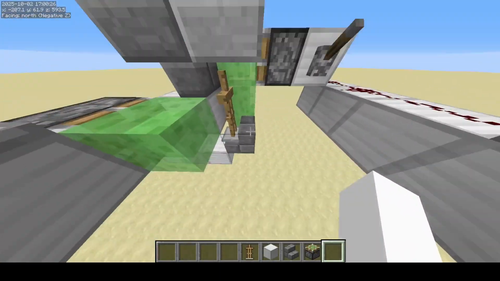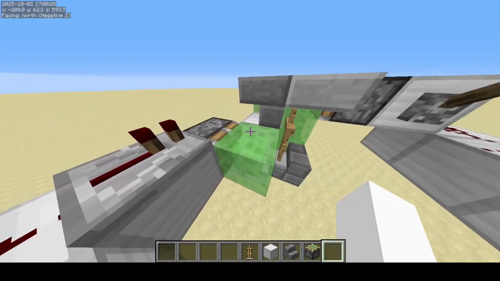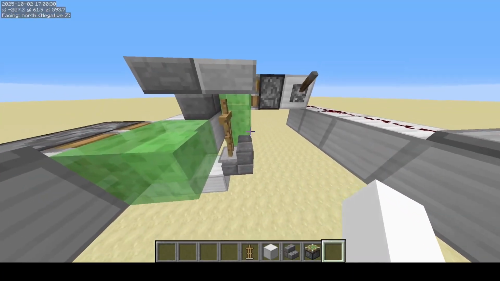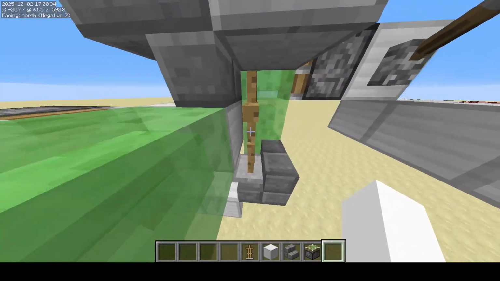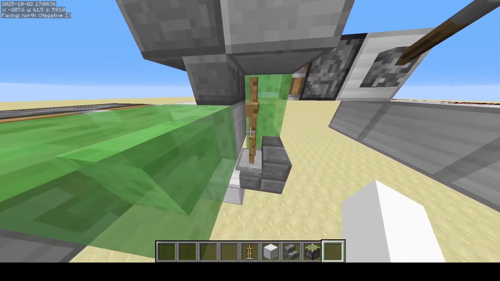So here we have the same structure as before, except we have another piston which will push the armor stand back to the right, and this will be completely unsuccessful because there will be the stair hitbox right behind the armor stand.